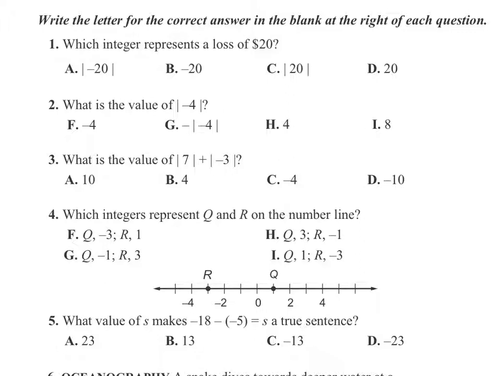Well, A wouldn't work because that's how far away something is from 0. B will work because, well, it's negative. And a loss should be represented by a negative value. You wouldn't say that I lost $20 and say that you have now $20.